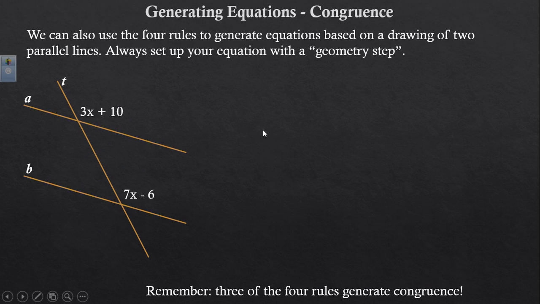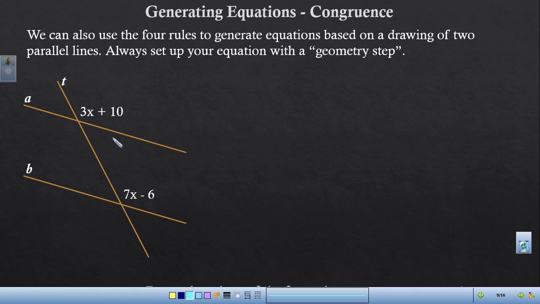We aren't going to do the calculations on the second test. We do calculations on the mid-chapter test, but not the end of unit test. That said, though, this is a corresponding angles relationship, which means that we would set 3x plus 10 equal to 7x minus 6 by the corresponding angles theorem. And then we would solve for x.